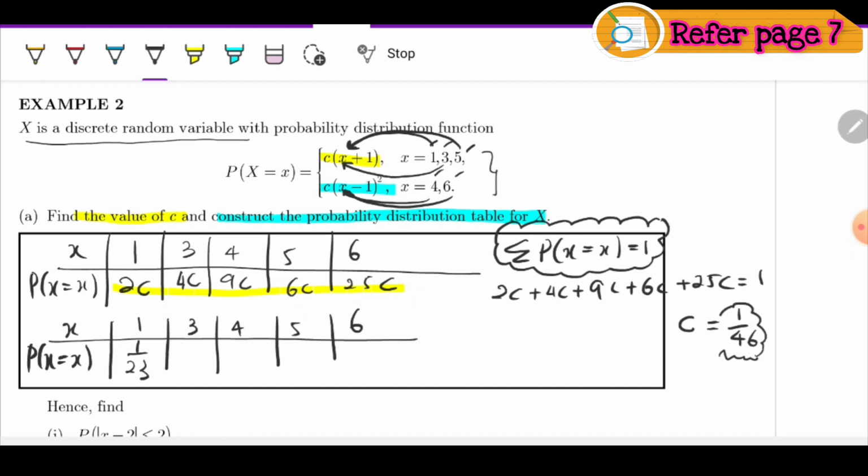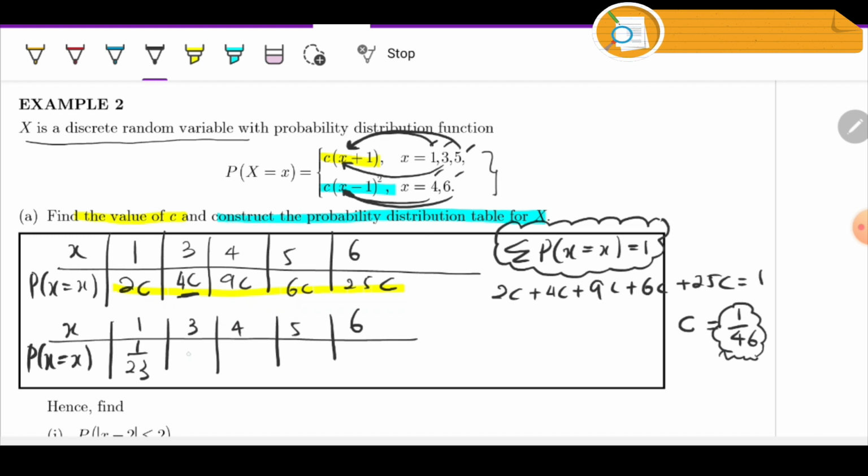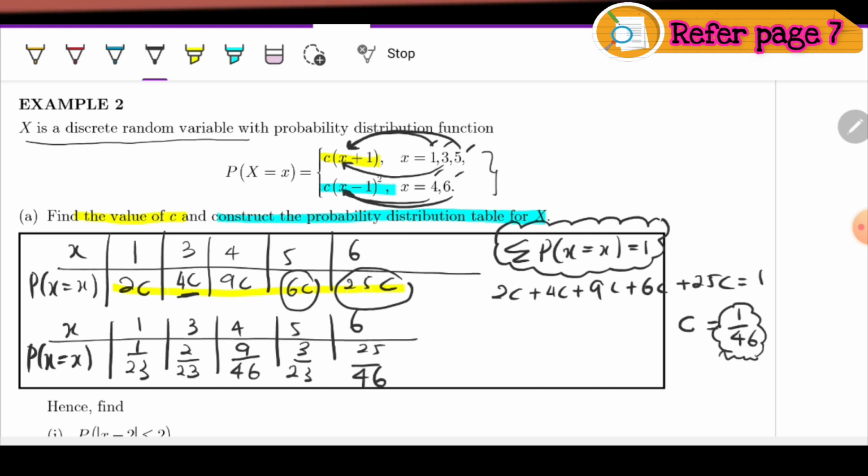When we substitute c equals 1 over 46 times 4, we get 2 over 23. And then we get 9 over 46. Then 6 times c, which is 1 over 46, we get 3 over 23. And then finally, 25 times c, we get 25 over 46.